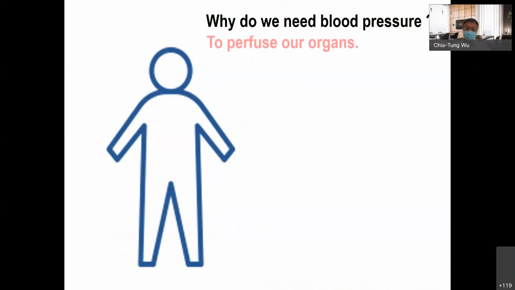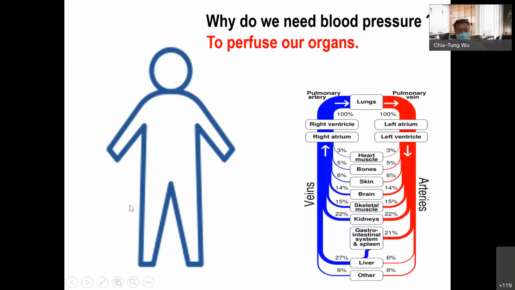Because the blood pressure is used to perfuse our organs. Although blood pressure, we call it SVR, is not good for our heart, because if our blood pressure is very high, then the afterload is quite high, so our left heart is not easy to pump out the blood. But we still need our blood pressure to perfuse our organs.